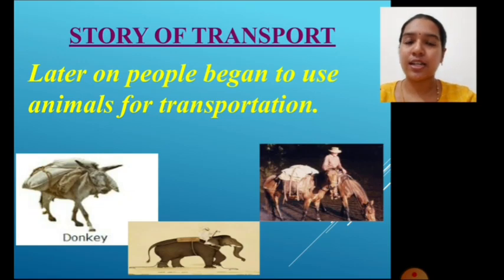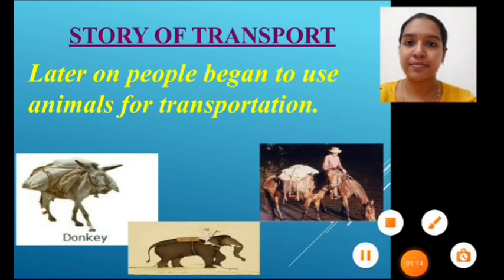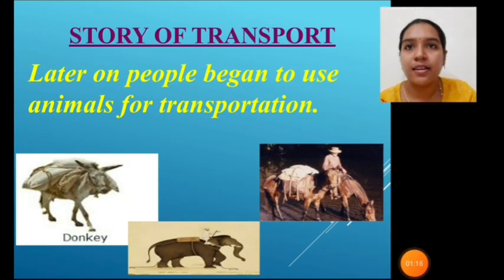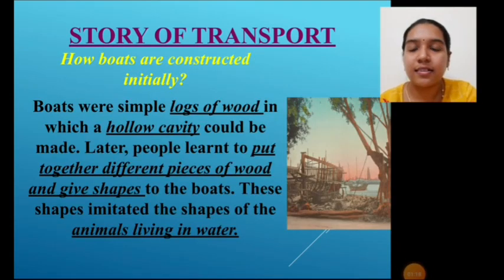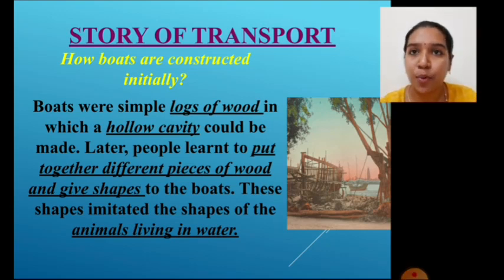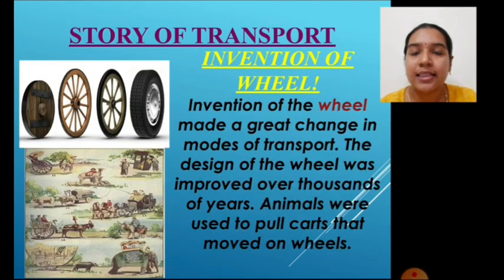Later, they used animals for transportation purposes. The first means of transport built by man was a boat to travel through waterways. The invention of the wheel was the first step to advancement for living and transportation.